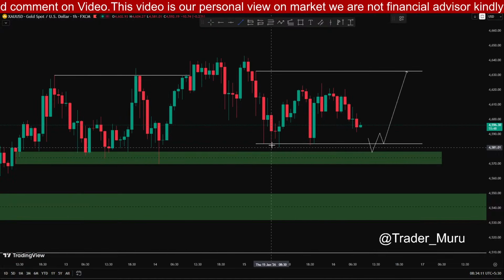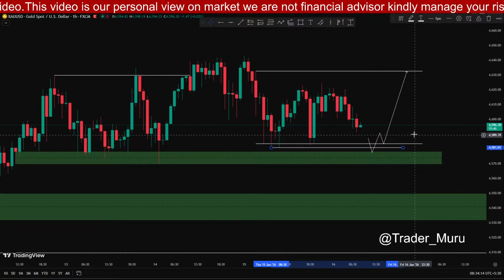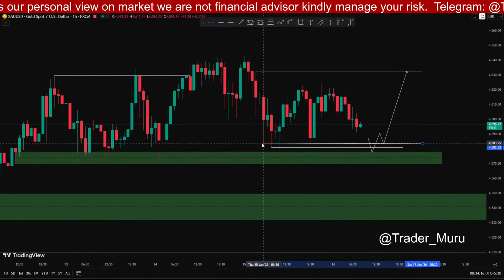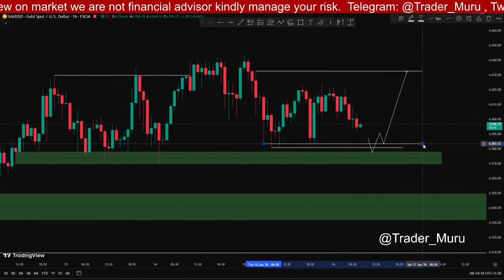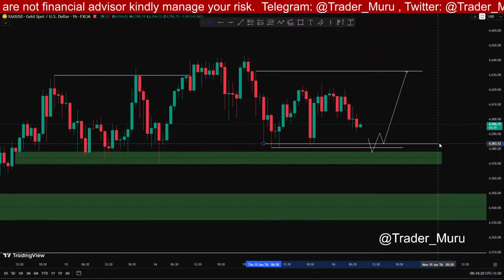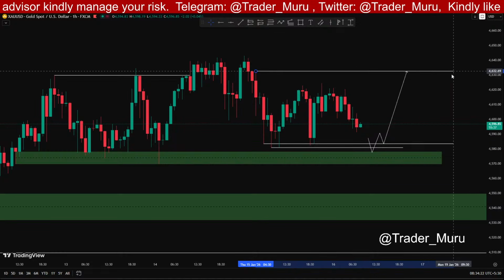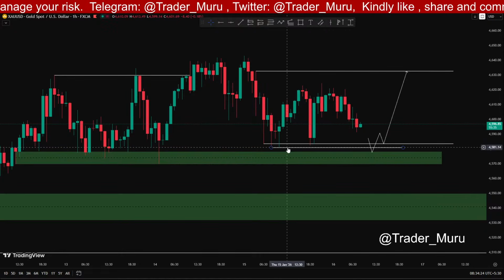And we have an equal low liquidity here. So possible sweep is there. This is our 4-hour candle range, and this is our sweep zone.